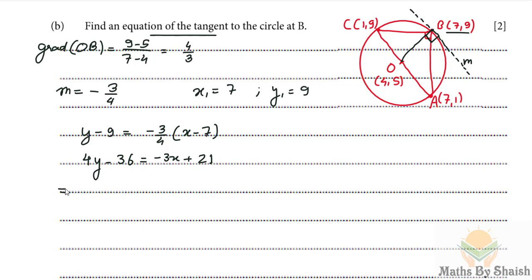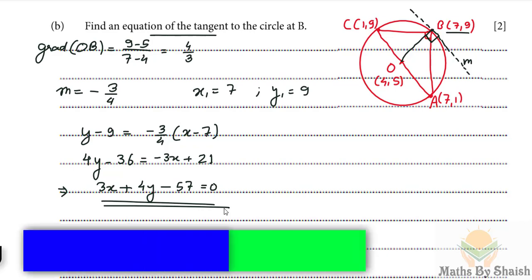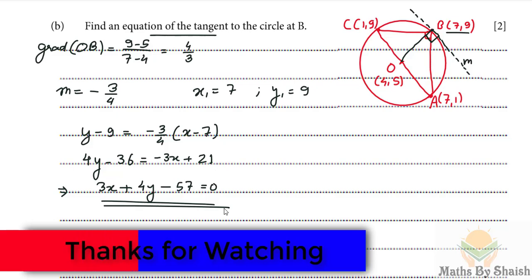I'll bring this to this side. Minus 3x becomes 3x plus 4y, minus 36 minus 21 is going to be minus 57, so 3x plus 4y minus 57 equals 0. So that's the equation of the tangent to the circle at B. I hope it is clear. We could have written it in any of the other forms, but that's fine.